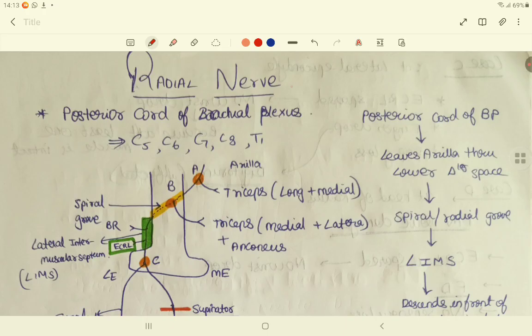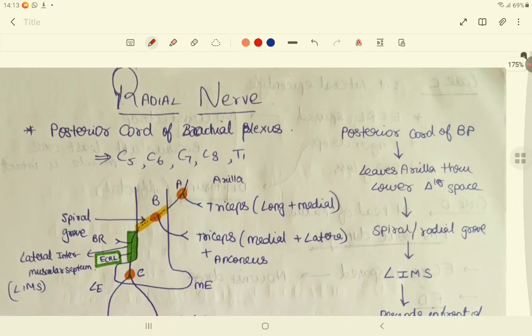So today I'll be talking about the radial nerve. There are basically three important nerves in our human anatomy. If you talk about the upper limb, there are mostly these three important nerves: the radial nerve, median nerve and the ulnar nerve. Today I'll be talking about the radial nerve. These are the notes which I have created on my own. So let us see them one by one.